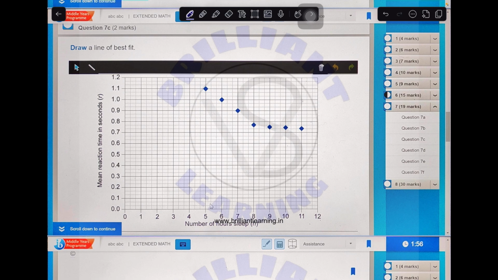Okay, so there are a few ways to do this. You want an even number of points either side of the line whilst going through as many points as possible. It may take you a couple of attempts, especially using the interactive software, although it probably should be slightly easier. Okay, so let's have a look.